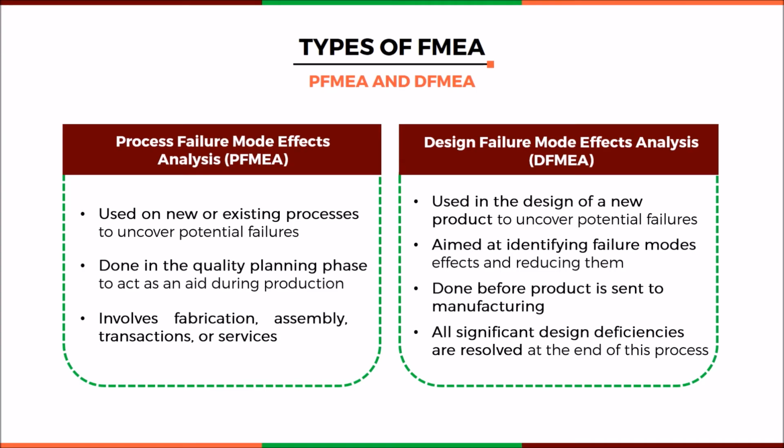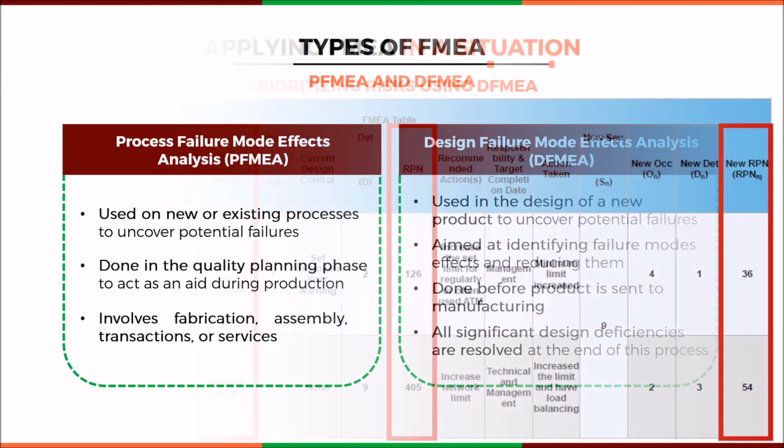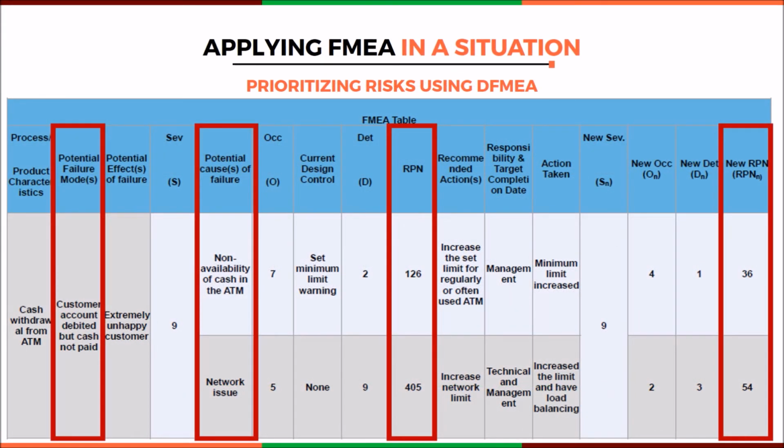Now that you know the types of FMEA, let's look at how a FMEA is applied to a situation in an organization. We see that for one failure, account debited but cash not paid, there were two potential causes identified: non-availability of cash in the ATM and network issue.